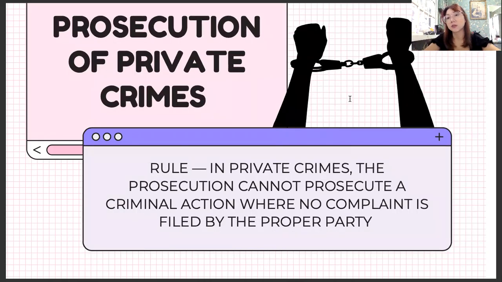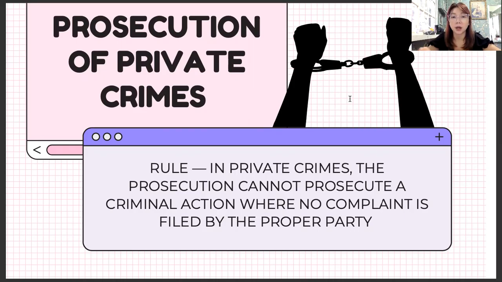How about prosecution of private crimes? So the rule is that in private crimes, the prosecution cannot prosecute a criminal action where no complaint is filed by the proper party. Na-mention na natin kanina, di ba, sa private crimes, sa adultery and concubinage, sa mga seduction, ganyan. So, kailangan nga daw, yung offended spouse yung mag-file nito. It must be instituted against both parties.